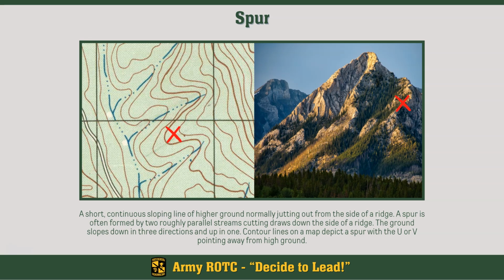So the ground slopes down in three directions and up in one, and the contour lines in the map with the U or the V are usually pointing away from high ground. So you can see in this one, these U's are going the opposite direction. So we've got the draws with the U's going this way up towards high ground, and then we have the spur going down away from the high ground. So that's how you can depict the two, is that they're just opposites of each other. Draws create spurs. So spurs are created by two draws or two streams of water kind of eroding that land out of the way.